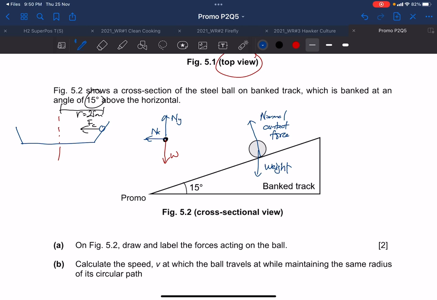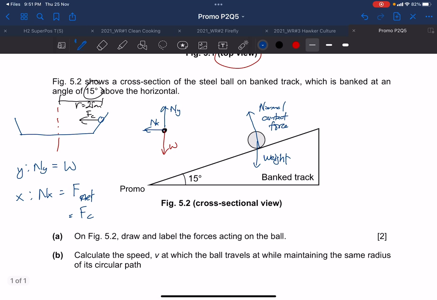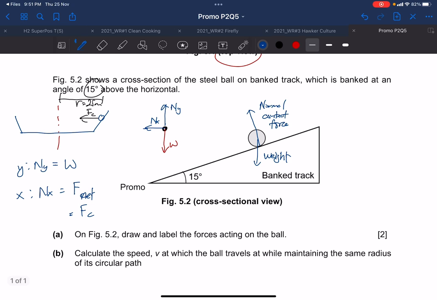Because in the y-axis, the ball is not going to go upwards or downwards. It's just going to stay at this height. So that tells me ny is equal to w. In my y-axis, ny is equal to the weight. Then in my x-axis, nx will be my centripetal force, or you can write this as the net force, which is equal to my centripetal force. So let's try to find n first, then we can find ny and therefore nx.